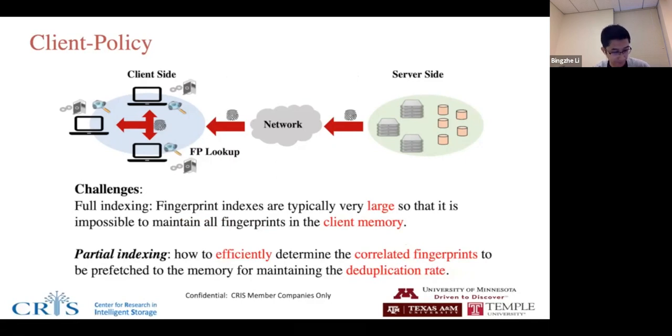For this system, it is hardly possible to adopt full indexing, that is, prefetching all the fingerprints to memory for deduplication. Due to limited memory, partial indexing is used to maintain a small portion of the fingerprints for dedupe. The research problem is how to efficiently determine the correlated fingerprints to be prefetched to memory for maintaining the deduplication rate.